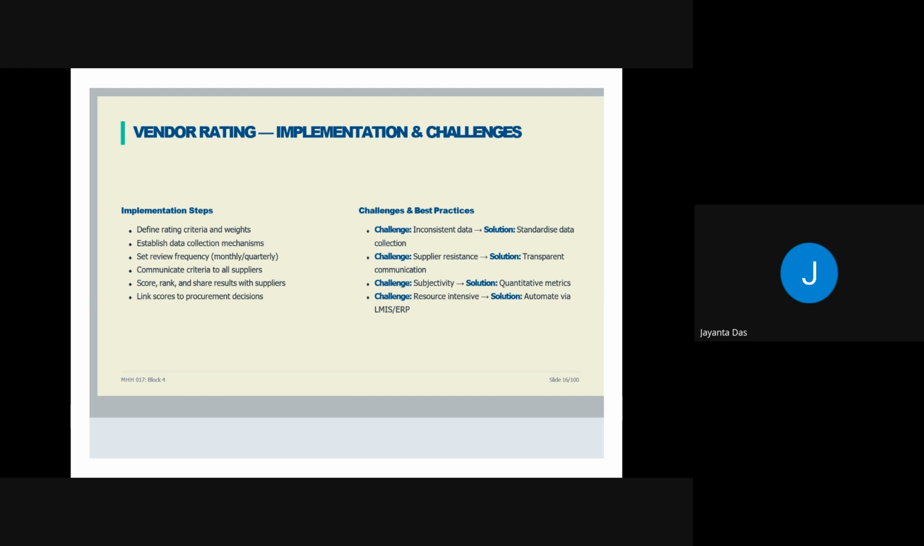So implementation steps are: define the rating criteria and weights, it should be known to them also. Establish data collection mechanism. Set review frequency, whether you are doing it monthly, quarterly, but not more than that. Communicate criteria to all suppliers, obviously, and they should be knowing beforehand that we are assessing them, and these are the things on which we are assessing them.